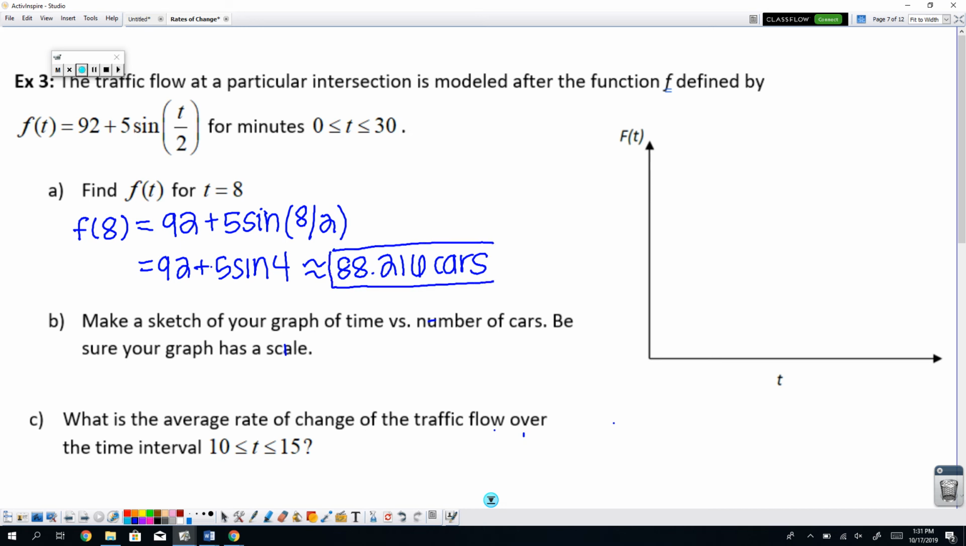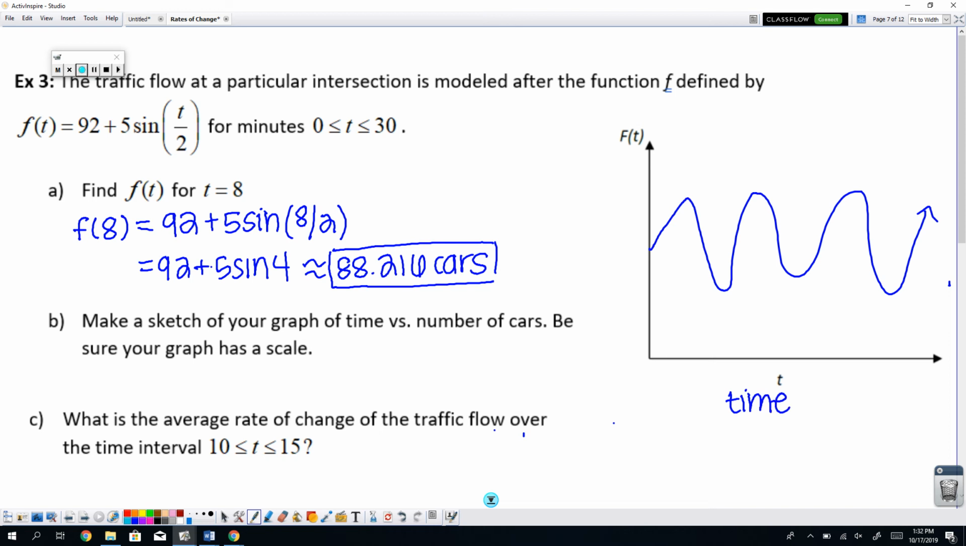Now, it asks us in the next part to make a sketch of your graph. And I bet you, most of you are looking at me like, that's insanity. We don't know what that looks like. So all I'm asking is that you know that sine does a bunch of waves. Do you know that sine is a bunch of waves? Yes? Oh, good. That's great. That's all I need. So what I want you to do is I want you to draw one that has a bunch of waves. Oh, gosh, this is horrible. Pretty close. And we want to label it. So T is for time. And these are the cars, or the number of cars.